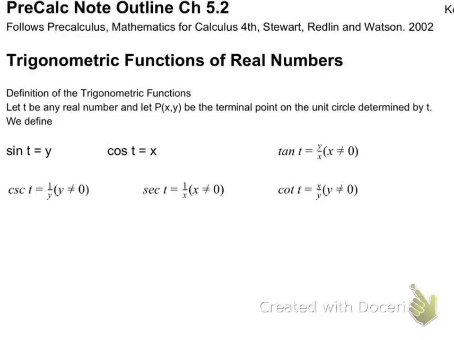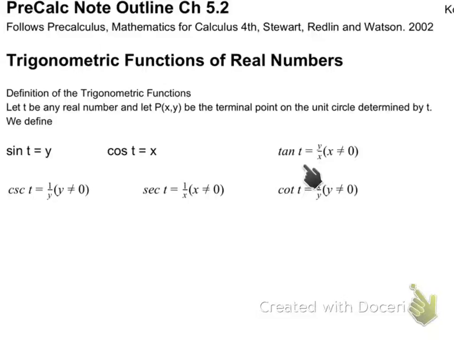And so they're saying let t be any real number, and let P of x, y be the terminal point on the unit circle determined by t. So t is the angle we are going to use, or the number that will bring us to a point x, y. Some of the things that you guys should remember is the fact that sine of t is always the y value. The sine is the y, right? The cosine is the x value in an ordered pair. And tangent, they say, is y over x.